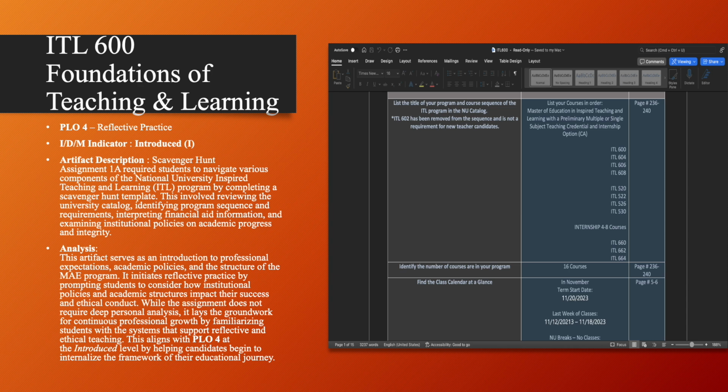While this assessment does not require deep personal analysis, it lays the groundwork for continuous professional growth by familiarizing students with a system that supports reflective and critical thinking. This aligns with PLO 4 at the introduce level by helping candidates begin to internalize the framework of their educational journey.